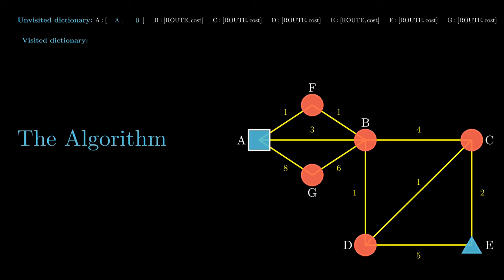Now it is important to differentiate between the current node and its neighbors. When we say current node, we mean the node that we are visiting at a particular moment, and we consider the neighbors all the nodes that are directly connected to the current one and which are still in the unvisited dictionary.